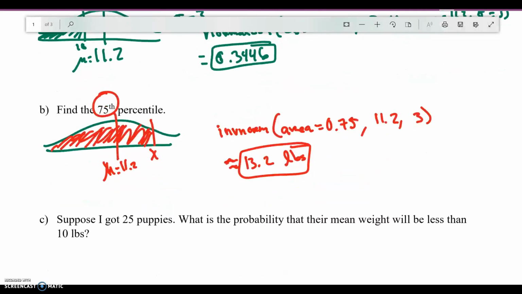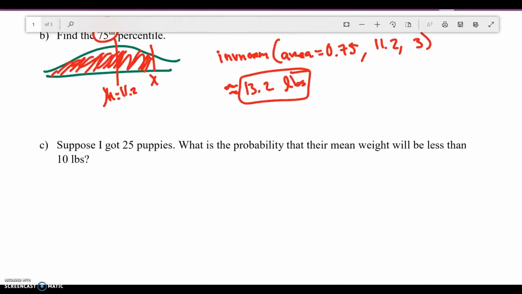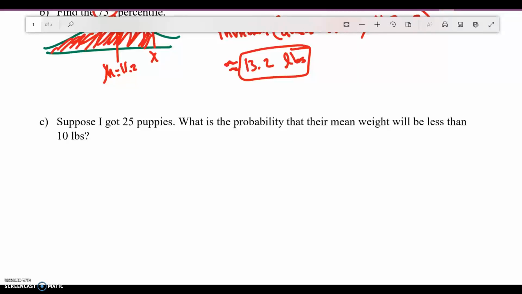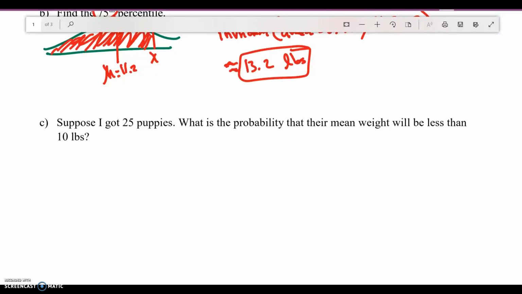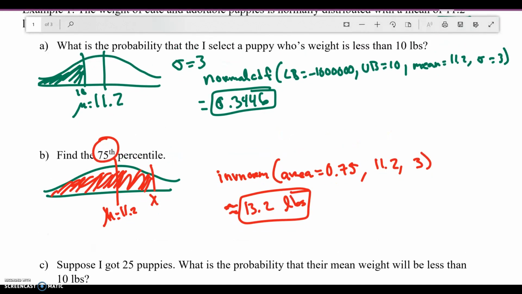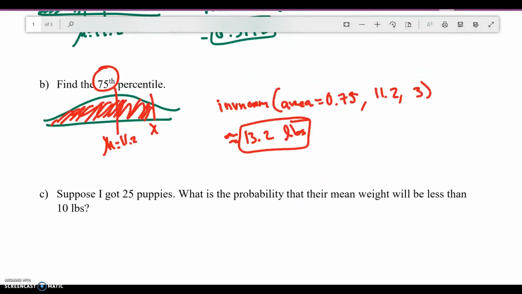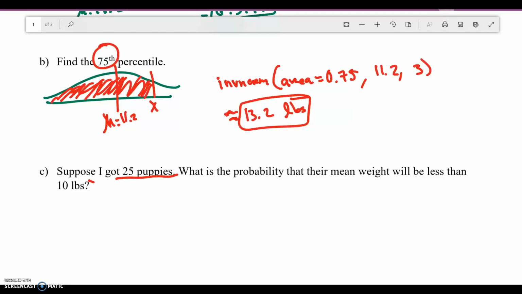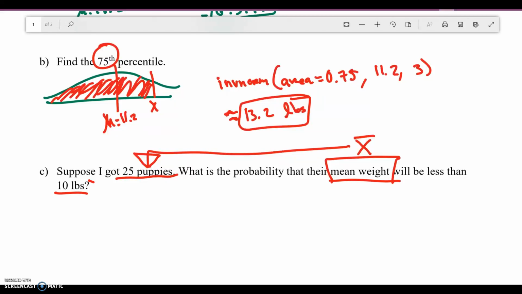Okay, now here is the new one. So suppose I got 25 puppies. What is the probability that their mean weight will be less than 10 pounds? Now, what is the difference between part C and part A? Well, in part A, I am selecting a puppy who is less than 10 pounds. Here, I got 25 puppies and I want to know their mean weight. Okay, what is the probability that their mean weight will be less than 10 pounds? So here, the key word is mean weight. Okay, and remember, mean weight means X bar. So I want to find the mean weight of these 25 puppies being less than 10 pounds.